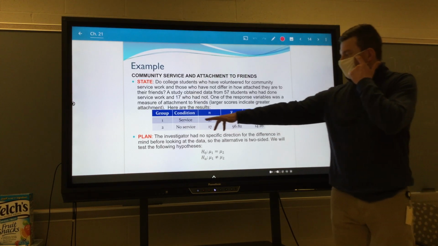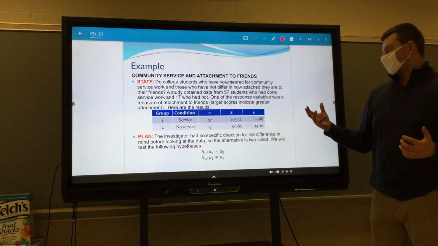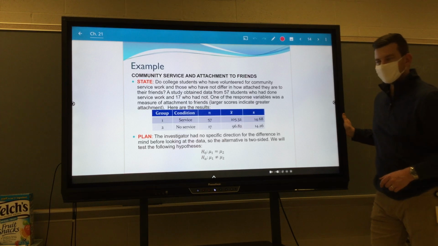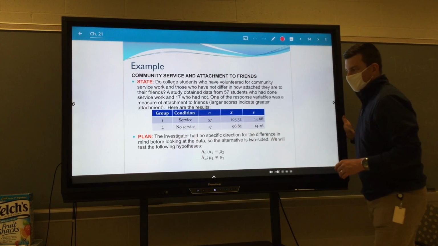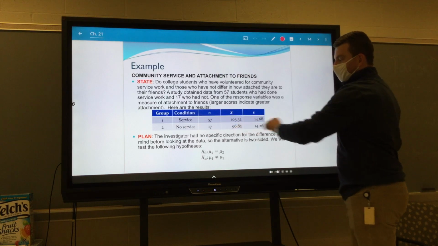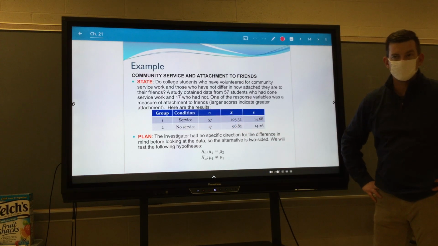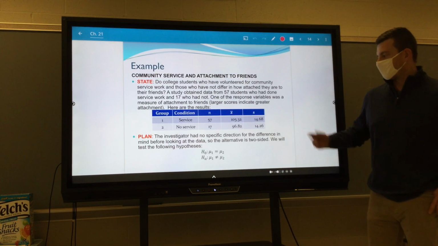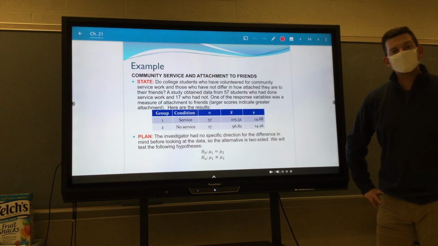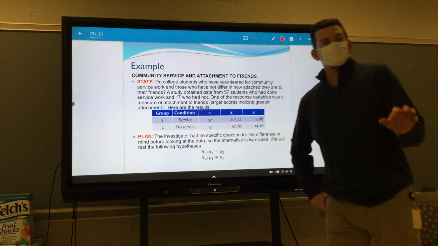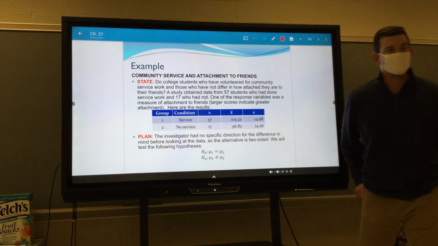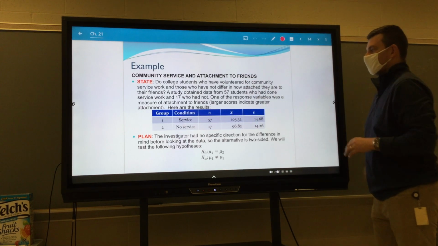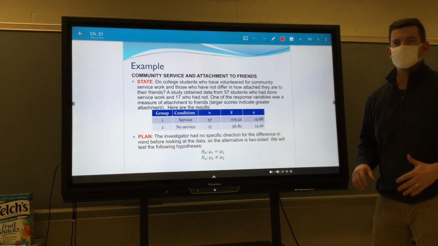So in group 1, the service group, that group had an average score of 105.32. The non-service group, only 17 people, they had an average score of 96.82. So yeah, there's a difference there in the average score, a difference of about 9 points. Our test is to see, is that difference of 9 points significant enough to say that, yes, the service group has a closer attachment to their friends.